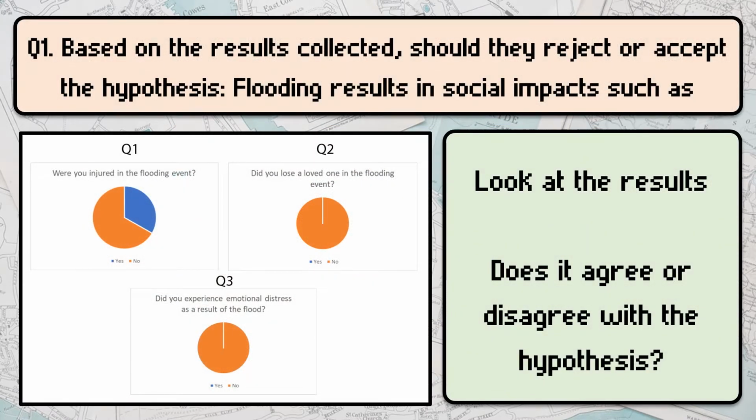Alright, so based on the data collected, should they reject or accept the hypothesis that flooding results in social impacts such as emotional distress? Let's look at the results. If we look at the results over here, question 3, which is relevant to the hypothesis, none of the people who were surveyed said that they experienced emotional distress. Therefore, does it agree or disagree with the hypothesis? Take 5 seconds to think.